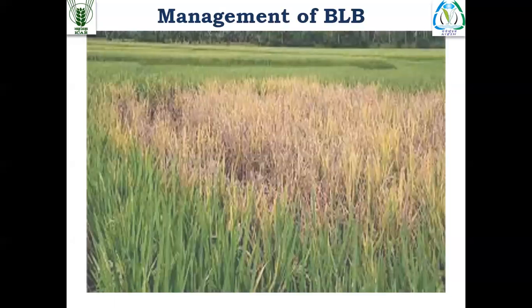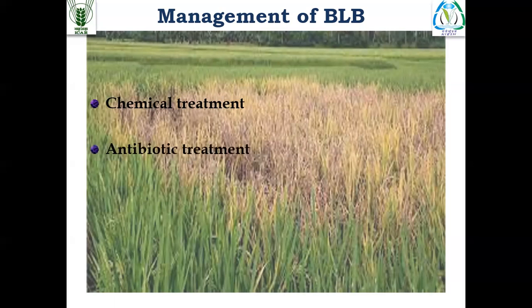For the management of bacterial leaf blight, treatment includes using chemical bleaching powder in irrigation water, and antibiotic treatment includes streptomycin sulfate and tetracycline spray in combination with copper oxychloride. But due to ineffectiveness of chemicals in controlling the disease, effective and eco-friendly biocontrol methods like phage therapy can be used as an alternate approach to control this destructive disease.